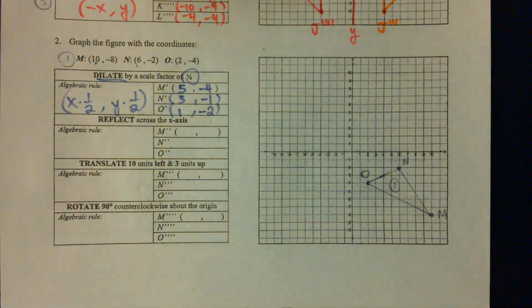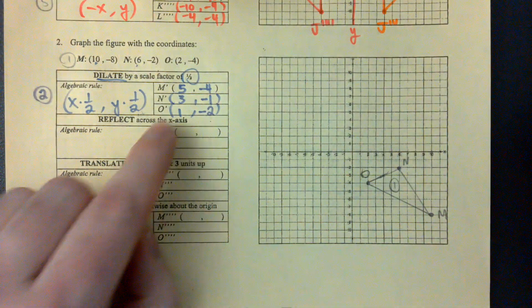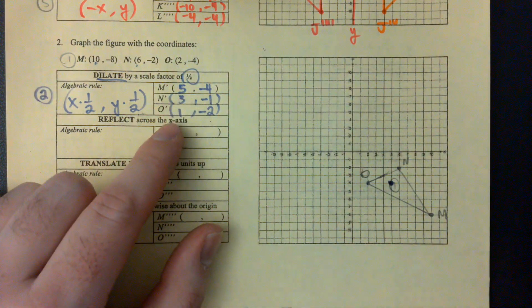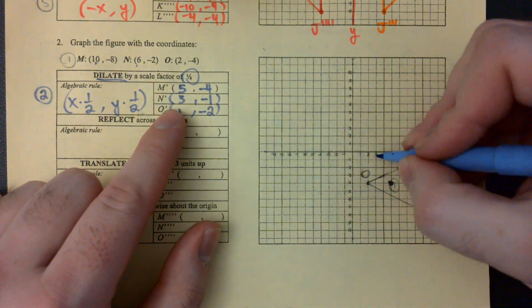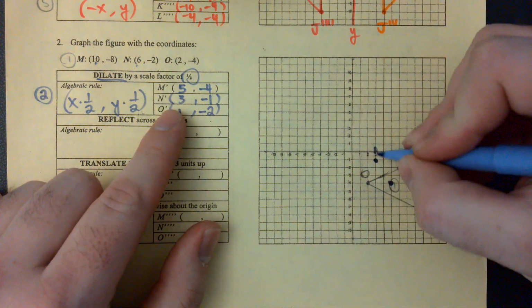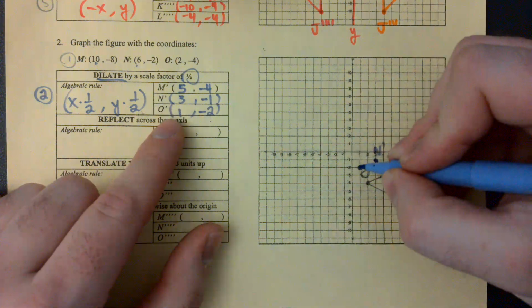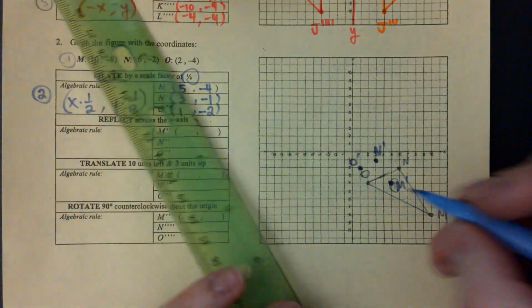So those are our 3 new prime points. I'm going to go ahead and graph those real quick. 5, -4 is right there. We're inside our other triangle, but again, that is okay. 3, -1, that's my N prime. There's M prime. And O prime is 1, -2. O prime, just like that.